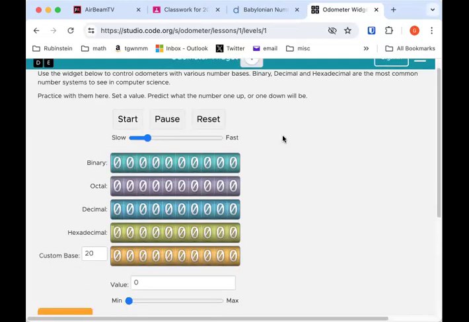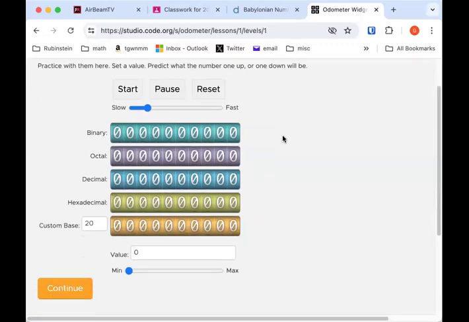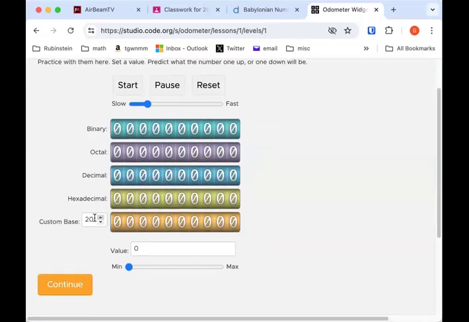Check this out. When here, I can't make base 60, but when I click start, watch what happens. I'll make this go kind of slow. So look, if you look at this carefully, you can see the decimal: 7, 8, 9, then it went to 10, 11, 12, 13, 14, 15, 16, 17, 18, 19, 20. But you can see there are these other bases.